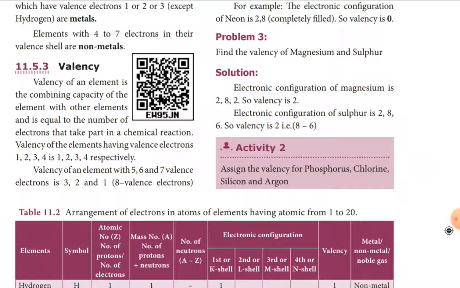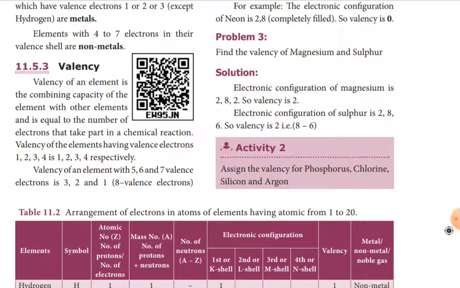Next is silicon. What is the symbol? Si, capital S, small i. Silicon, and atomic number 14. So 14 electrons are there. You have to distribute these 14 electrons using the 2n squared formula. So 2, 8, 4. Valency is 4. An atom possessing 4 electrons in the outermost shell will not donate or accept electrons, it is going to share electrons.